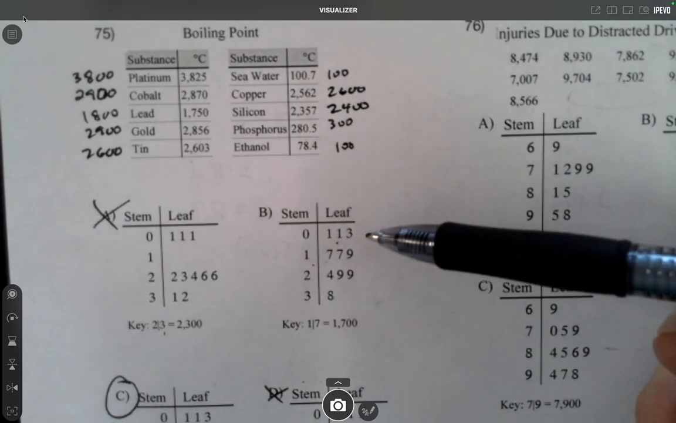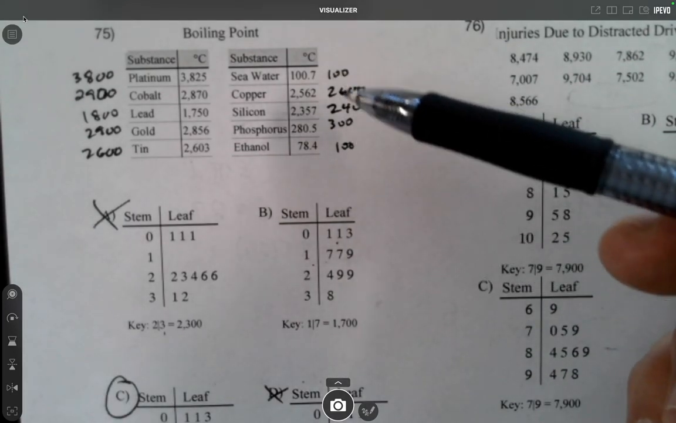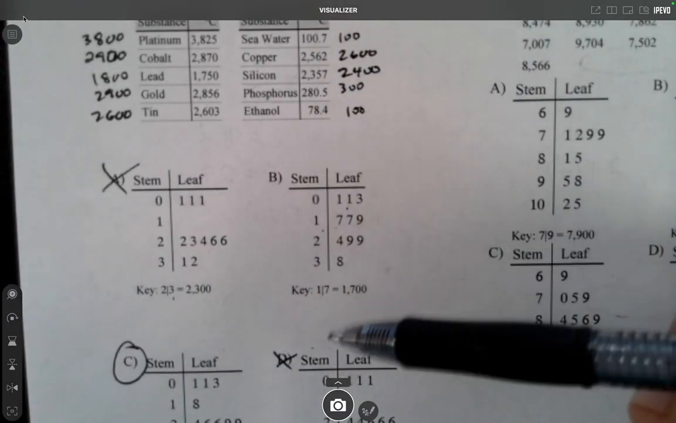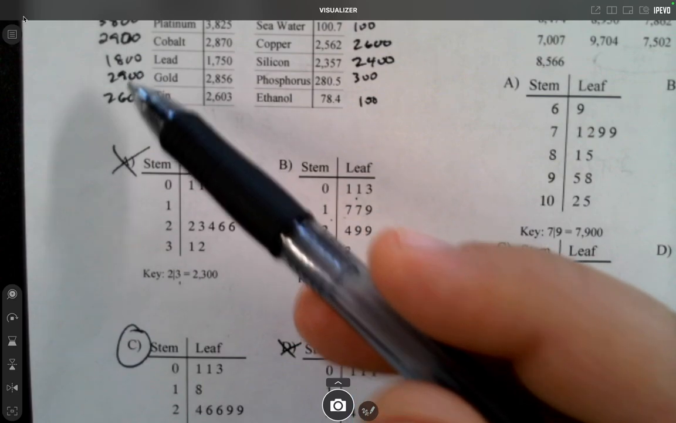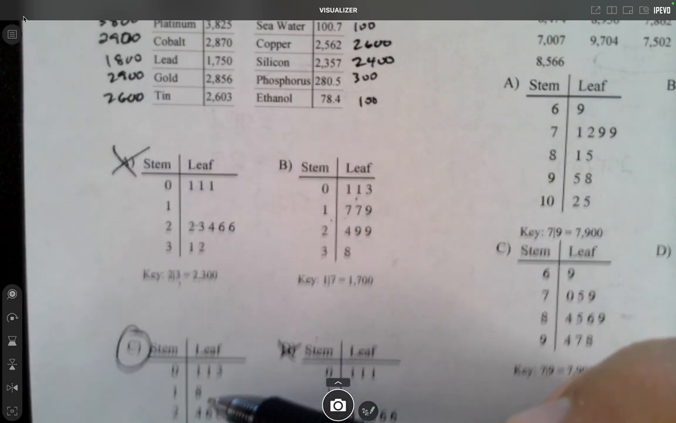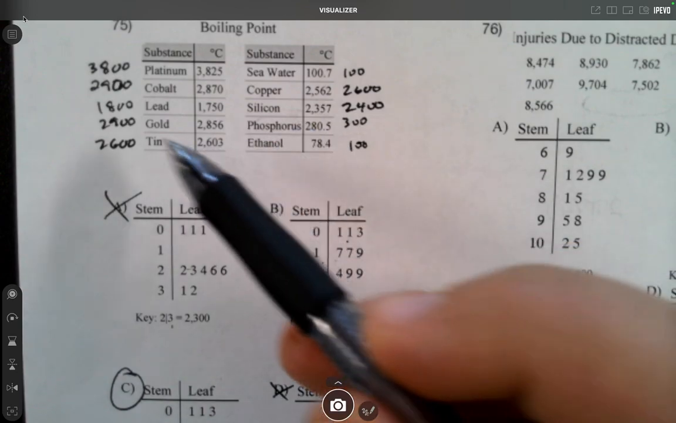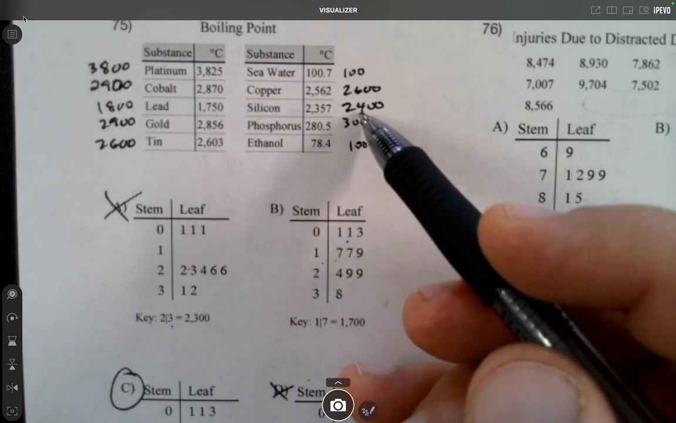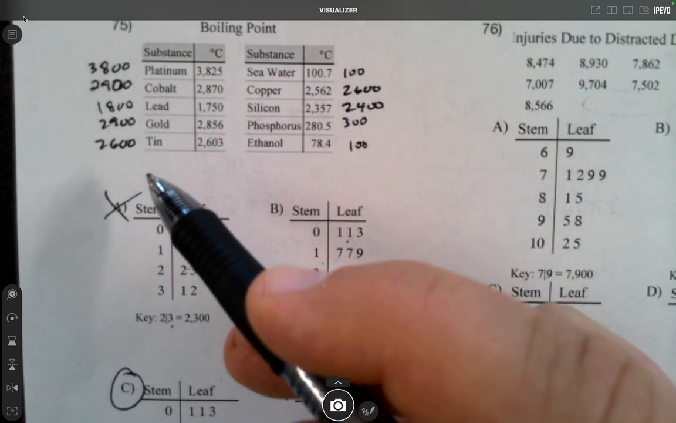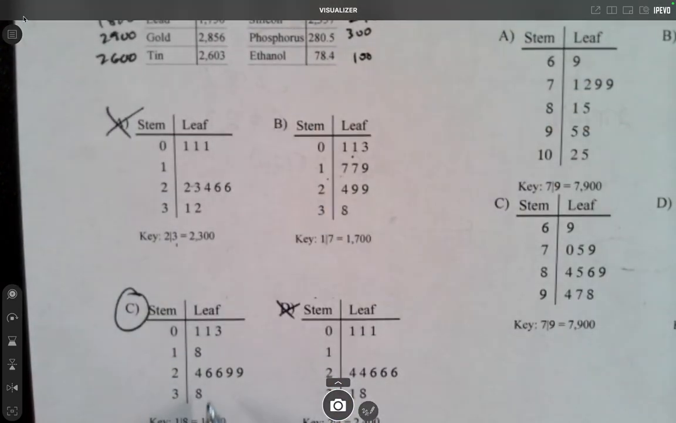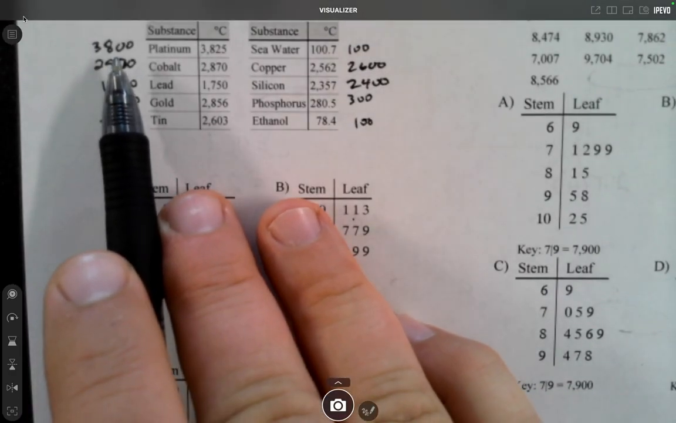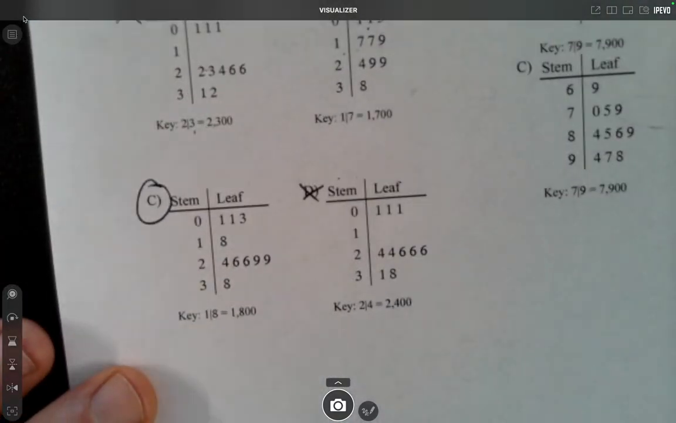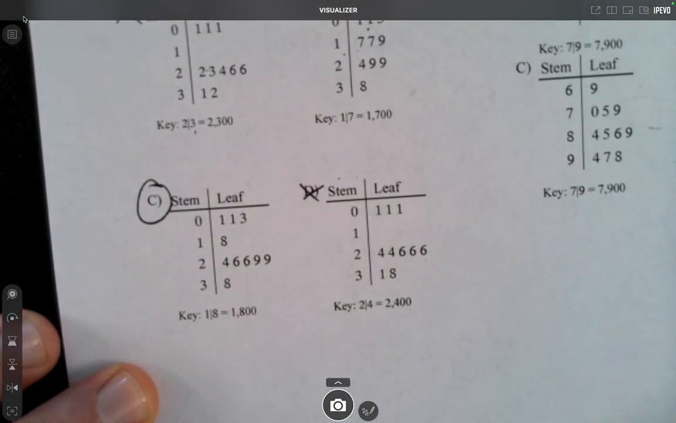So the first row is 3-digit numbers, 100, 100, 300, which matches in B and C. The next row is things in the 1000s, which is only that one, 1800, matches C. But for 2000s, going from least to greatest, we got a 4, 2 6s, and 2 9s. And there it is, a 2400, 2 2600s, 2 2900s. Then the only one in the 3000 range is right there, 3800, which matches what we have down there.